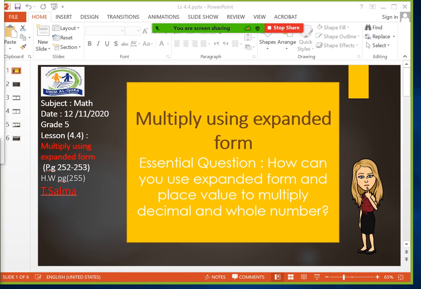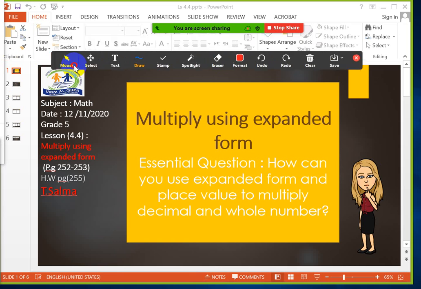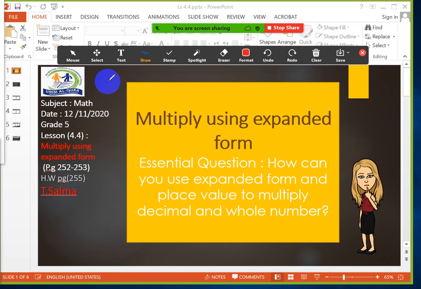So girls, today we will talk about multiply using expanded form, how to multiply decimal numbers by using expanded form. So please bring your books and open your books on page 252 to start. So girls, how can you use expanded form and the place value to multiply decimal numbers by a whole number? So let's start with the first example now.